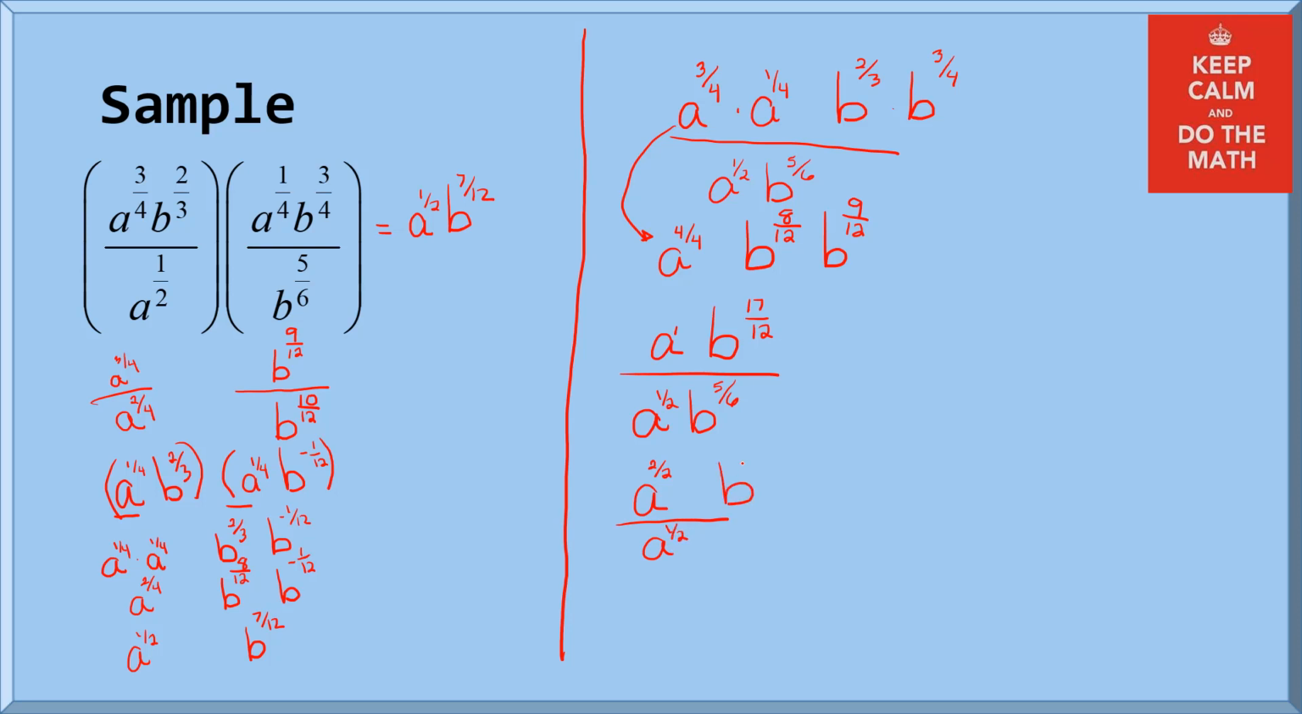Now we have up here b to the 17/12. I need a common denominator, so my b on the bottom will make the 6 into a 12 by multiplying it by 2, which means multiply the numerator by 2, 10/12. And now we do our subtraction. 2 halves minus 1/2 will leave me a to the 1/2, and 17 minus 10 gives me b to the 7/12. And you can see now that I've gotten the same answer just by going different routes. So you can see sometimes there'll be multiple ways to approach it.